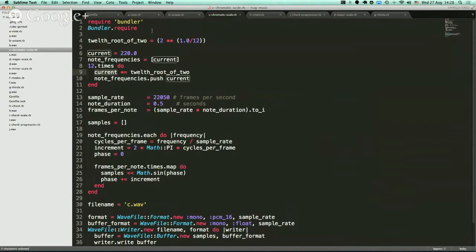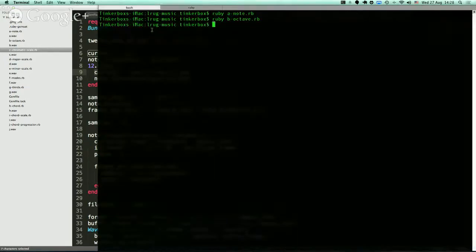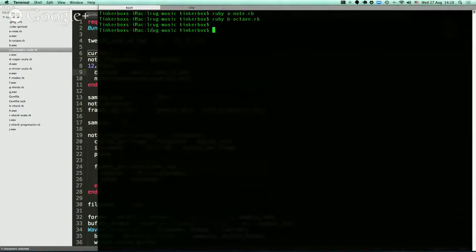The chromatic scale: a scale is a set of notes that you play in a particular song. In this case, the chromatic scale is basically all the possible notes from A to one octave higher A. So it's A sharp, B, and so on and so forth. If I run this code, you will get basically all the possible notes you can play in between.